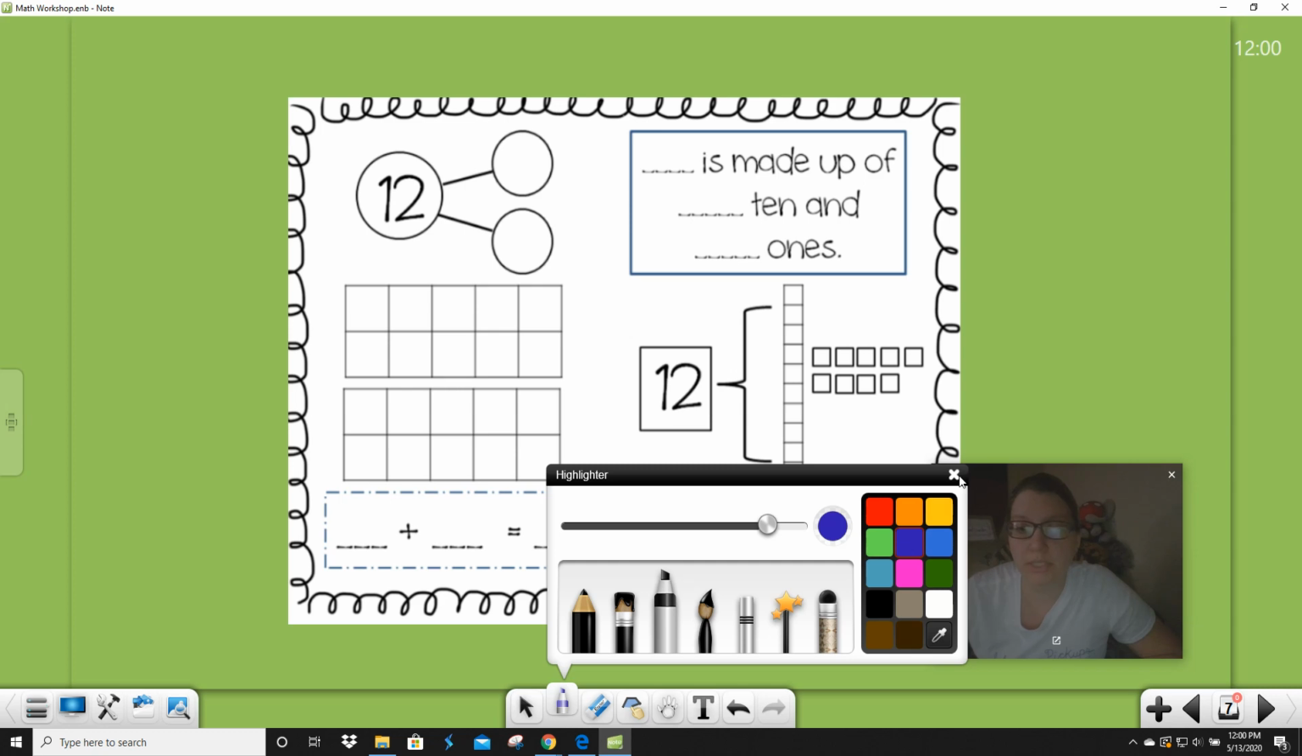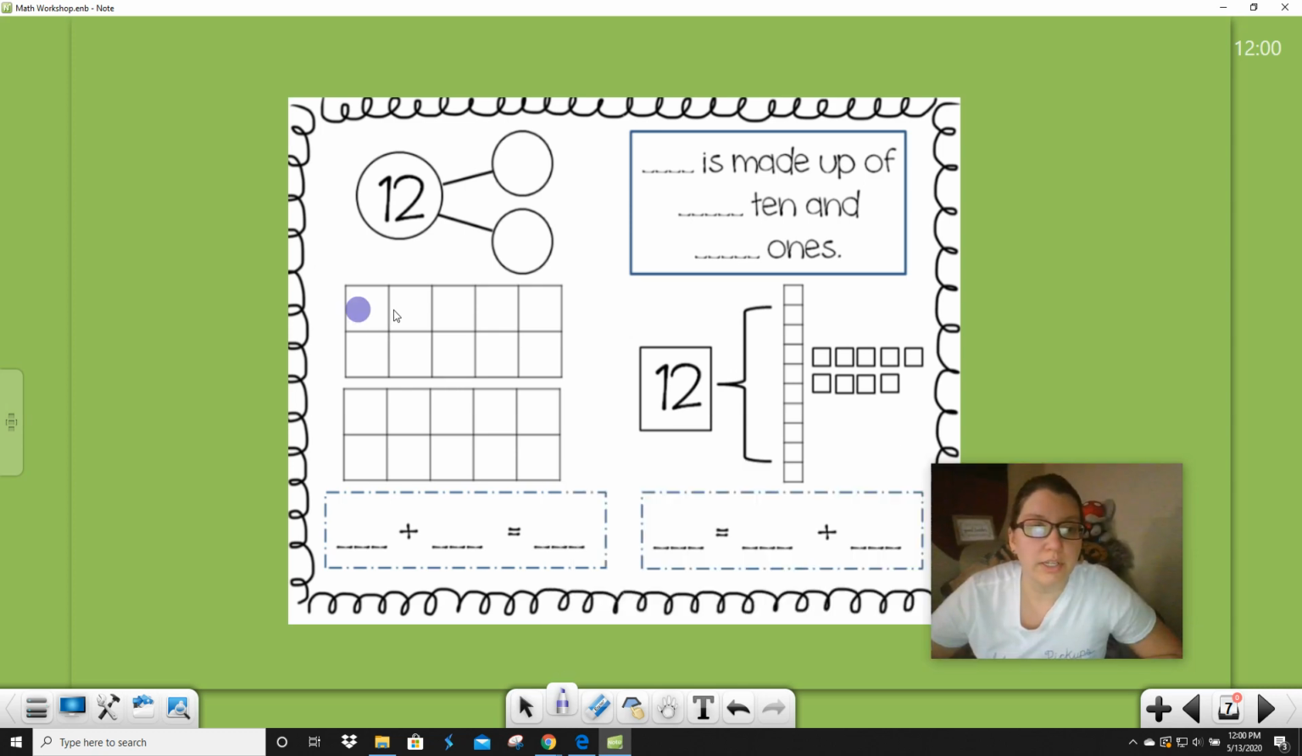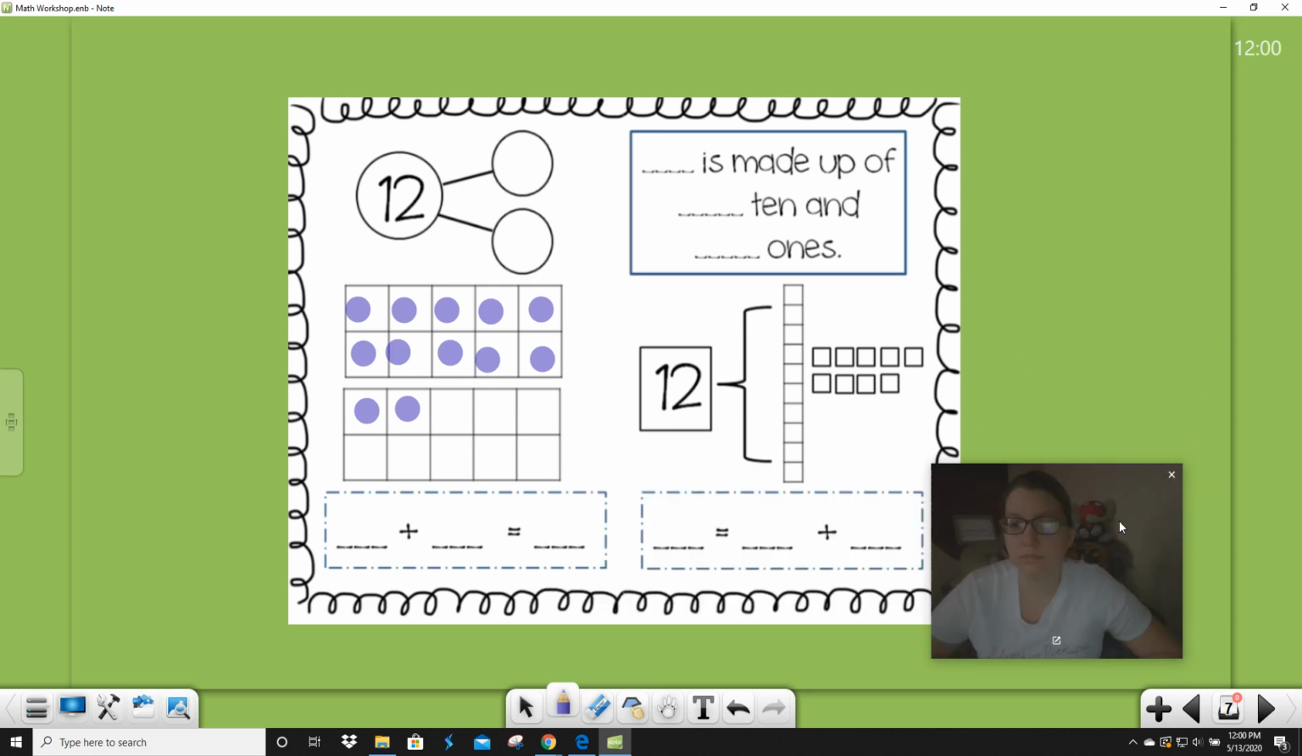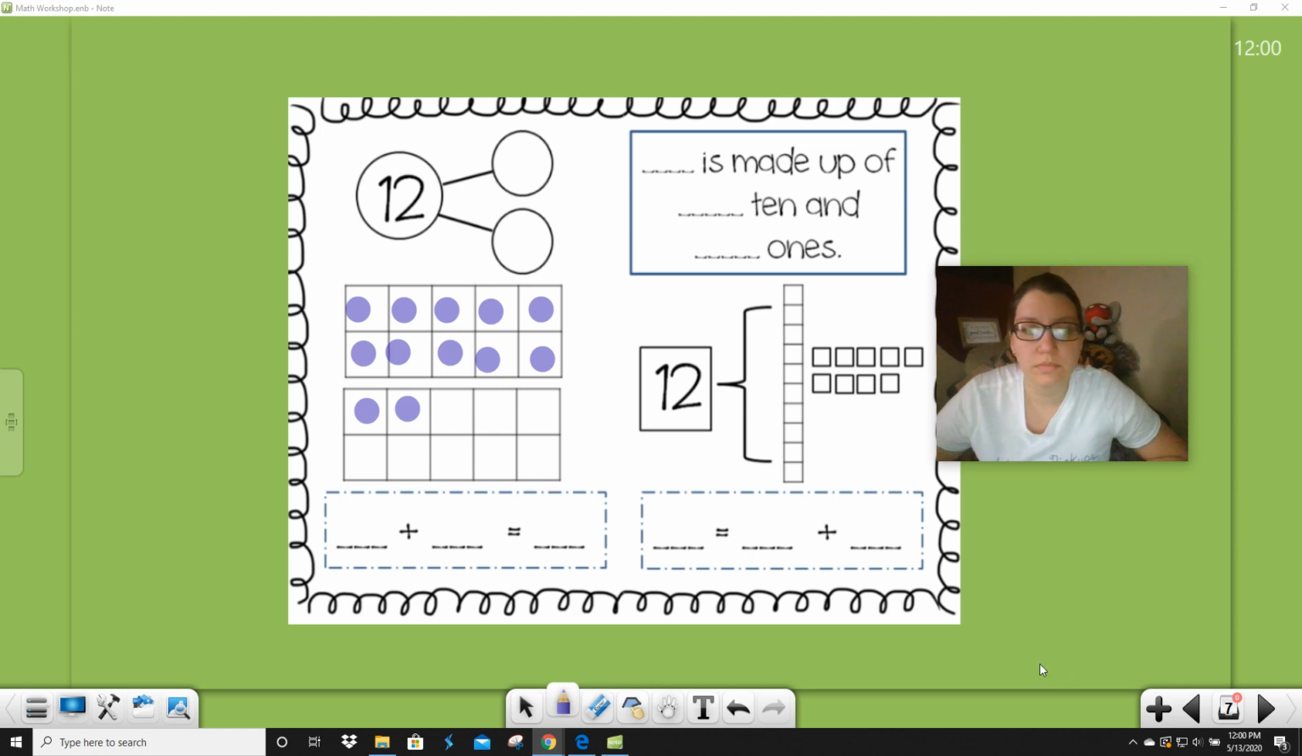Ready? And we're going to count. So let's see. 1, 2, 3, 4, 5, 6, 7, 8, 9, 10, 11, 12. And I'll give you a second to finish up. They don't have to be perfect, and if you need to pause it, you can. Okay, you should have 12 on your 10 frame.